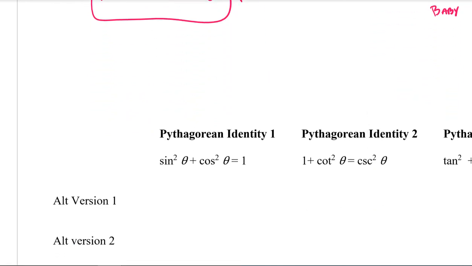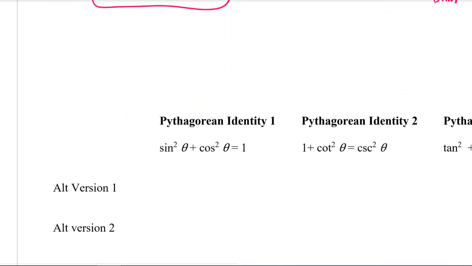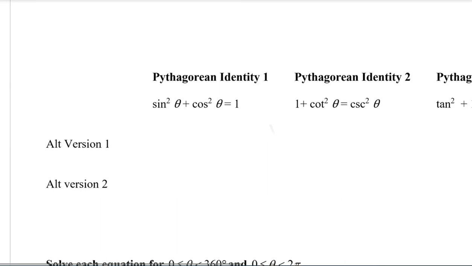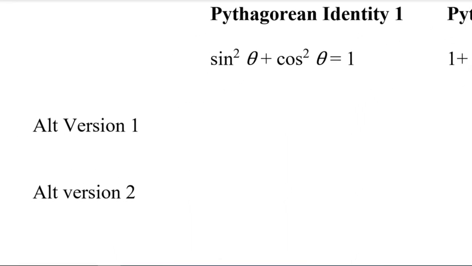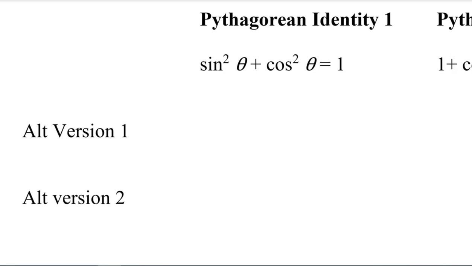But in this section, we're not actually going to work with those in particular. We're going to be making substitutions. With each one of these, we're going to do only one of them here in this video. We're going to work with just the very first one. If we were to solve sine squared plus cosine squared equals 1 for one of those trig functions, we'd get a different version of that. And that version is what we're going to use when we solve trig equations using Pythagorean identities.